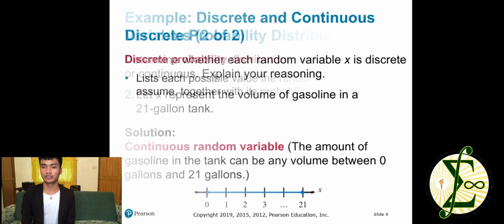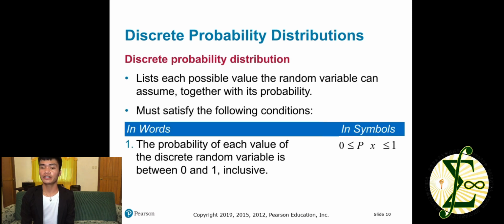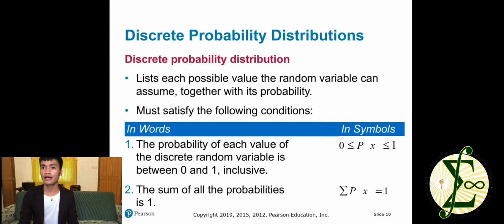Discrete probability distributions. In finding the discrete probability distribution, first, we must list each possible value the random variable can assume, together with its probability, and it must satisfy the following conditions. First, the probability of each value of a discrete random variable is between 0 and 1 inclusive. Less than 0 and greater than 1 is not part of a discrete random variable. Second, the sum of all the probabilities is 1.